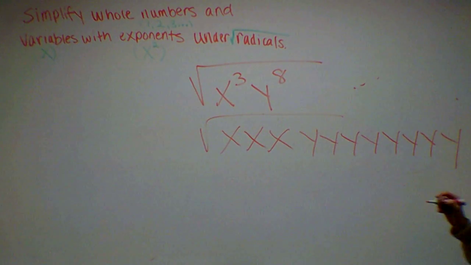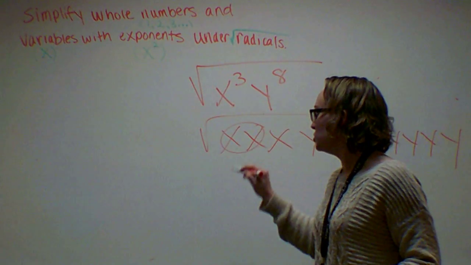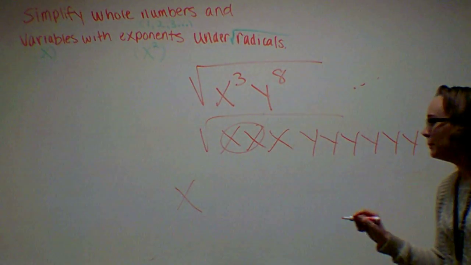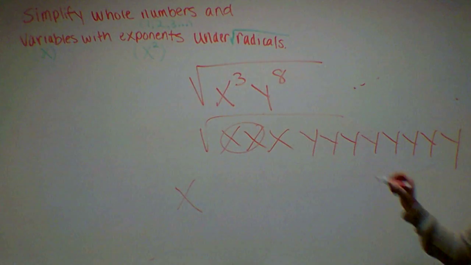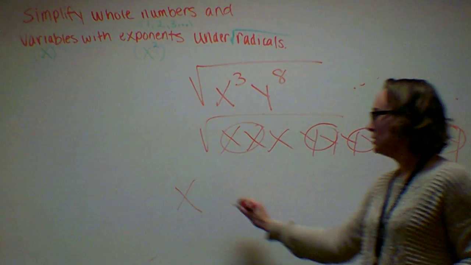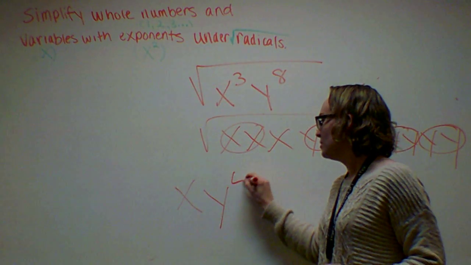I circled one group of x. And then what did you pull out? x. There's only one group. And how many groups of y's? 4. 1, 2, 3, 4. Some of you were getting y happy. There were too many.